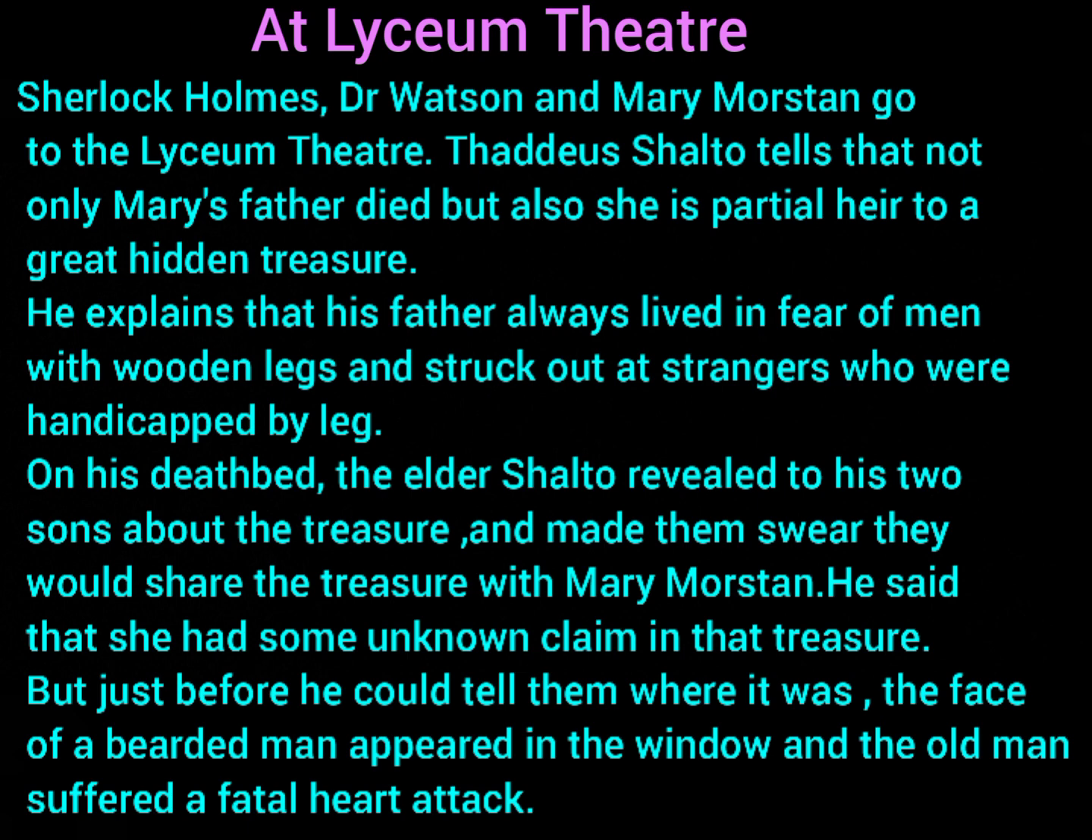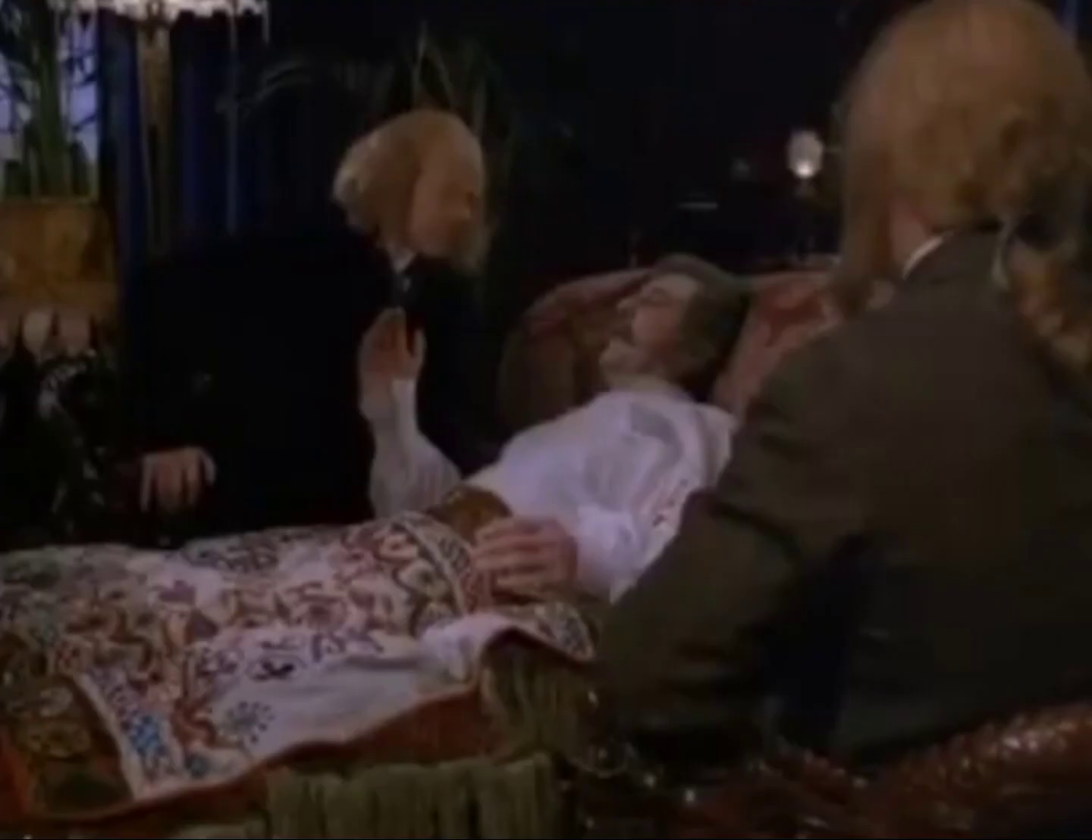On his deathbed, the elder Sholto, means Major Sholto, revealed to his two sons, which two sons? Thaddeus Sholto and Bartholomew Sholto, about the treasure and made them swear they would share the treasure with Mary Morstan. He said that she had some unknown claim in that treasure. But just before he could tell them where the treasure was, the face of a bearded man appeared in the window and the old man suffered a fatal heart attack, means he died. It means that when Major Sholto saw that bearded man, he was shocked too much and died.